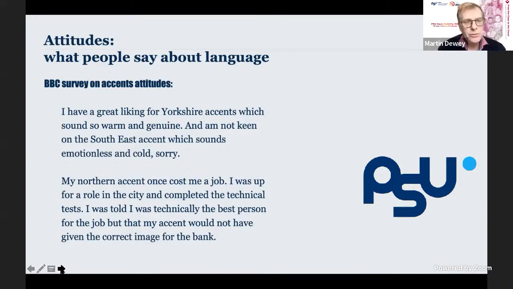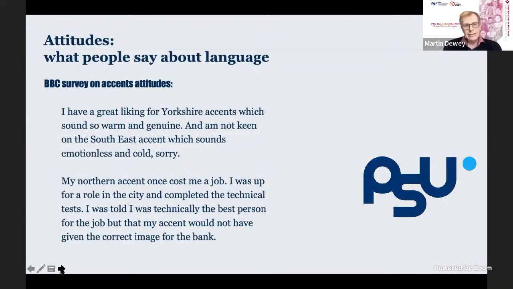So people are making judgments about where people come from based on the way they speak. And they're making certain stereotypical associations with those accents. So people in the north of England are friendlier than people in the south of England. And hearing someone with that accent is enough to make you think they are either friendly or unfriendly.